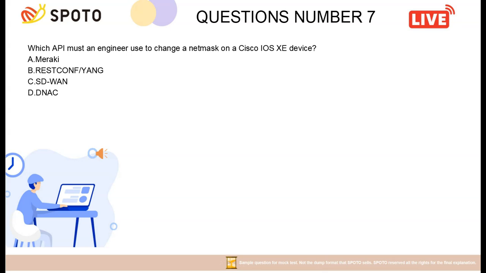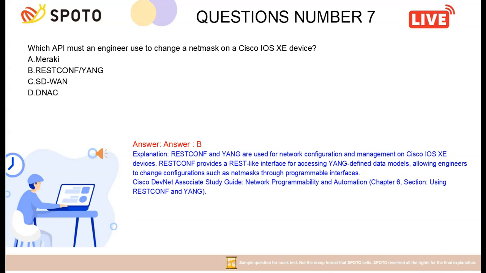Answer, B. RESTCONF and YANG are used for network configuration and management on Cisco IOS XE devices. RESTCONF provides a REST-like interface for accessing YANG-defined data models, allowing engineers to change configurations such as netmasks through programmable interfaces. Cisco DevNet Associate Study Guide, Network Programmability and Automation, Chapter 6, Section: Using RESTCONF and YANG.